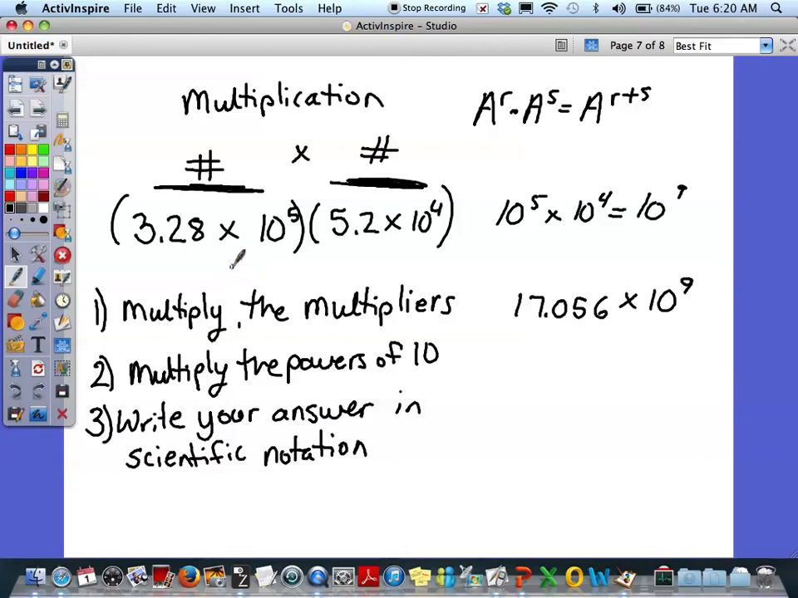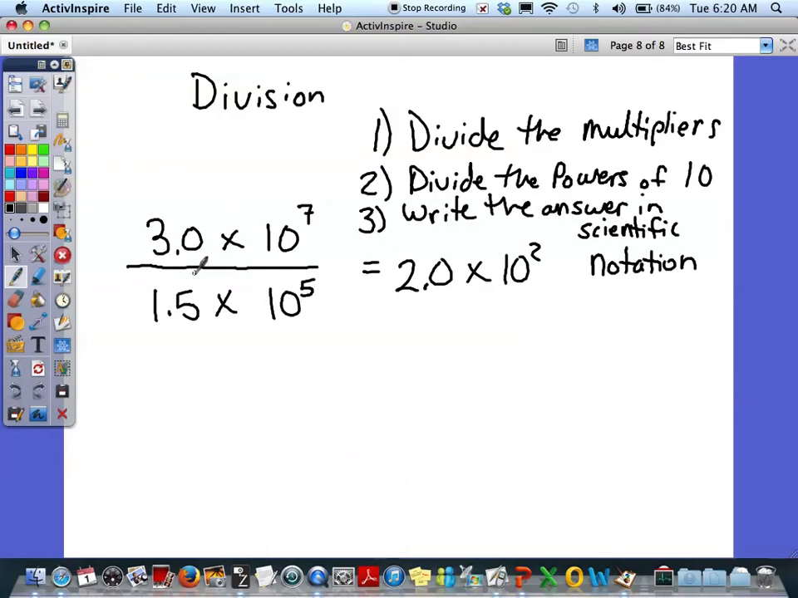And lastly, remember what multiplication means: we're taking this many groups of this number. And remember what division means: we're trying to see how many times the number in the denominator will fit into the numerator. Nothing really changes just because we're in scientific notation. It doesn't change what multiplication and division mean.